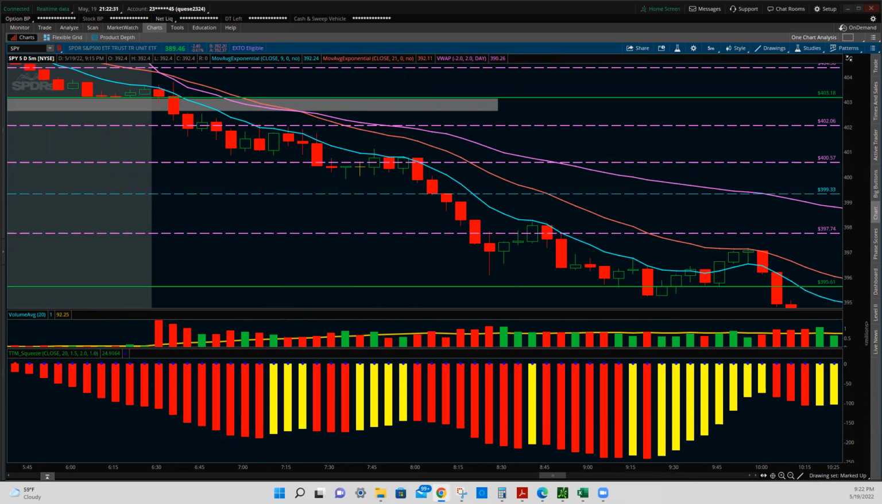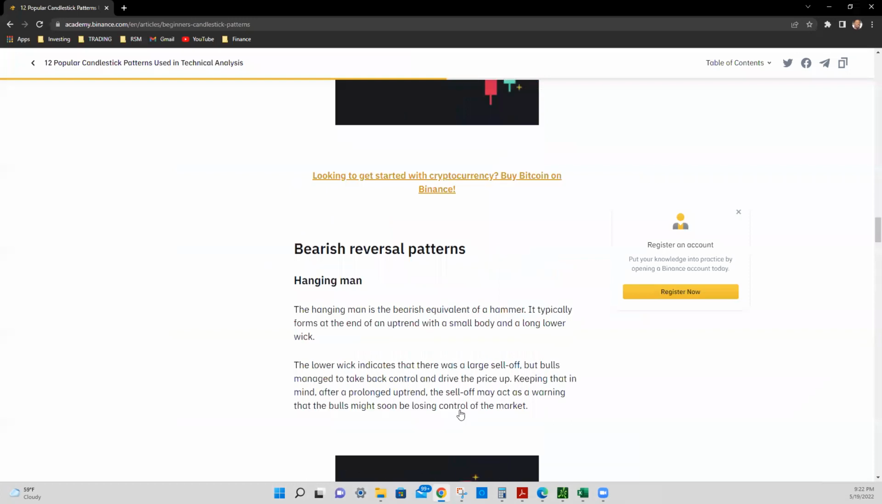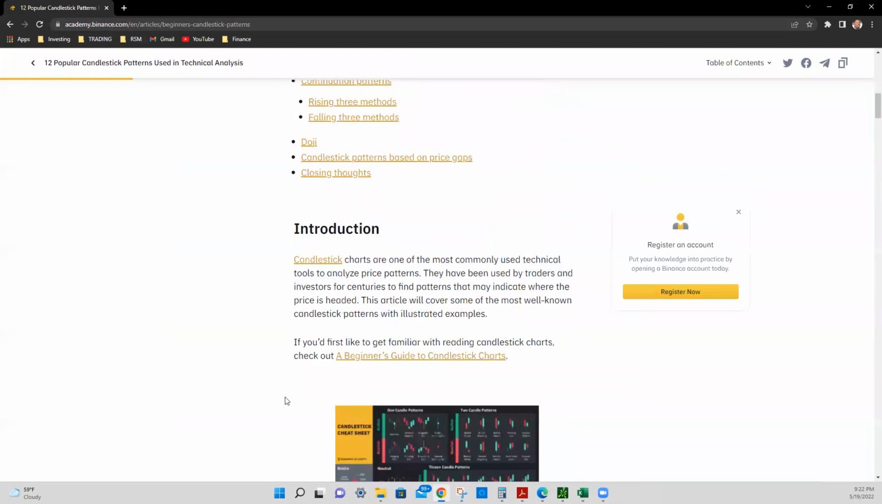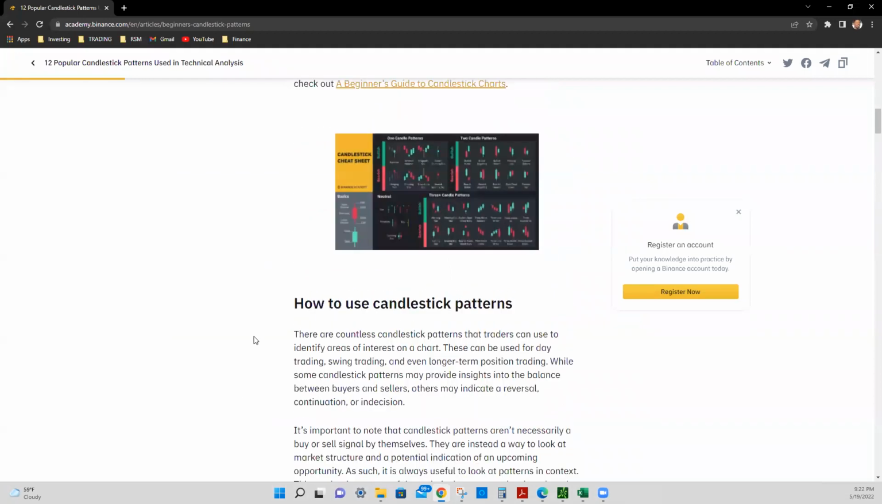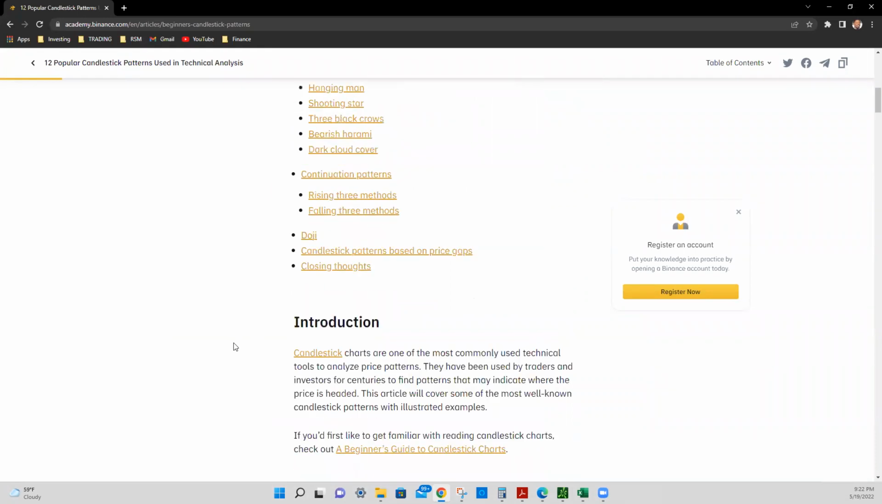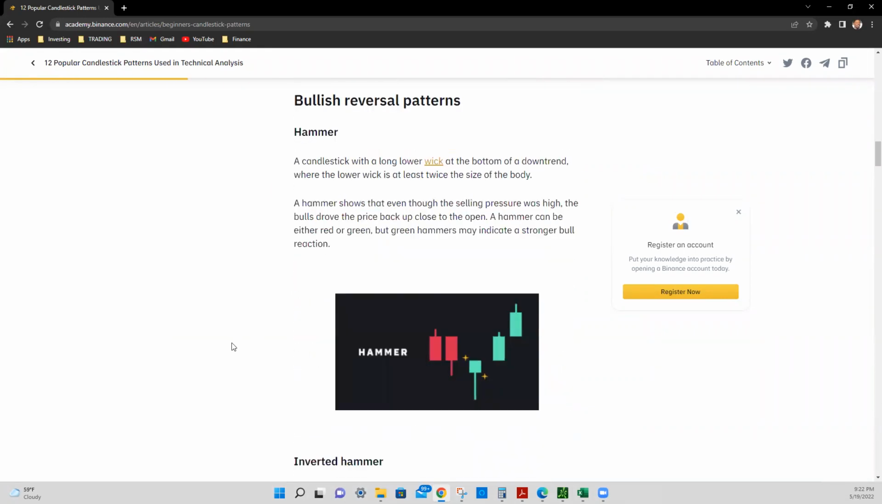So there are particular candlestick patterns that I look for. And I found this on Binance. This is a good resource to go ahead and study. This is the 12 popular candlestick patterns used in technical analysis. And you don't need to know all of them. You just need to know a few. And I'm going to quickly go over these patterns.